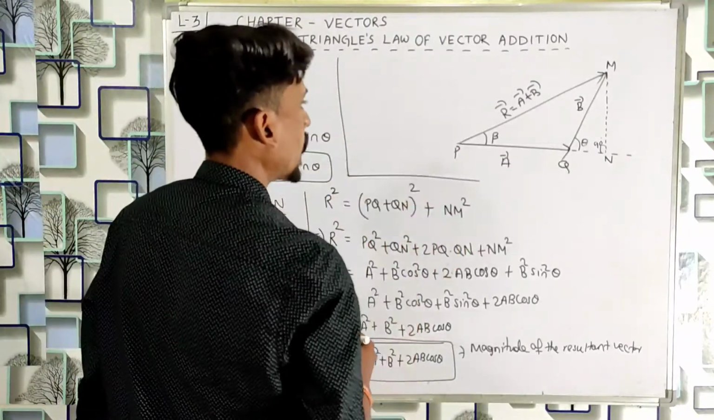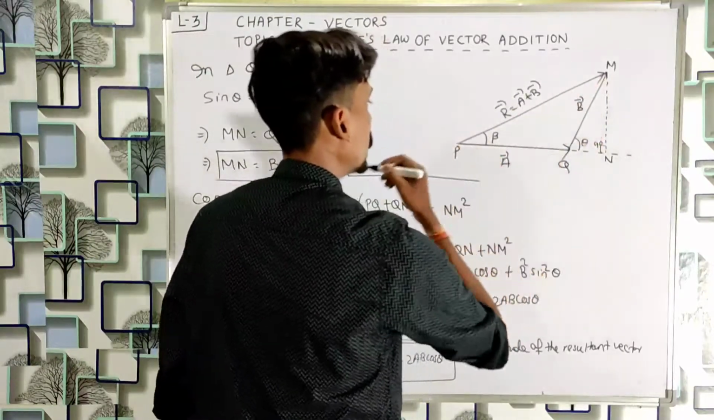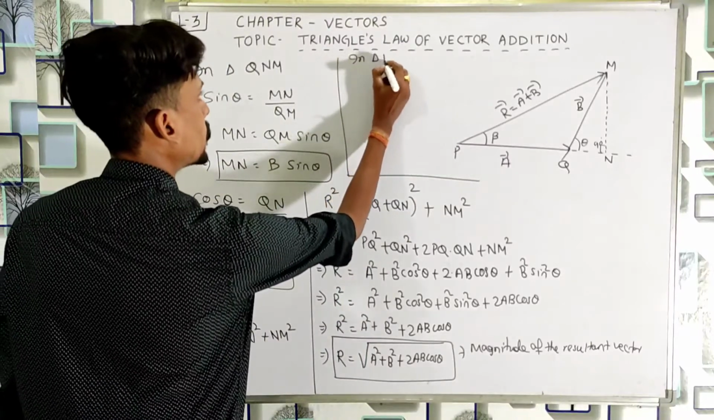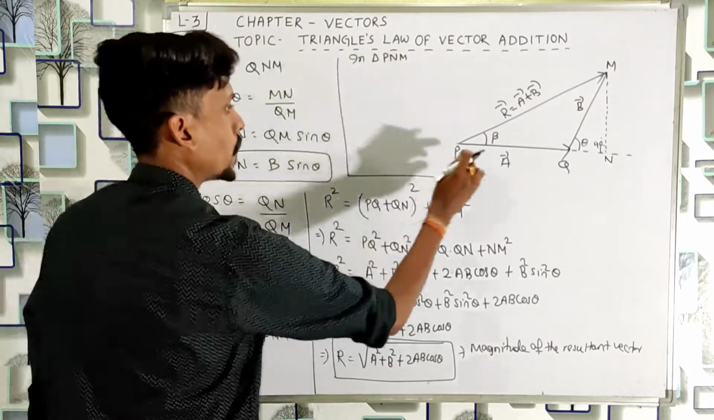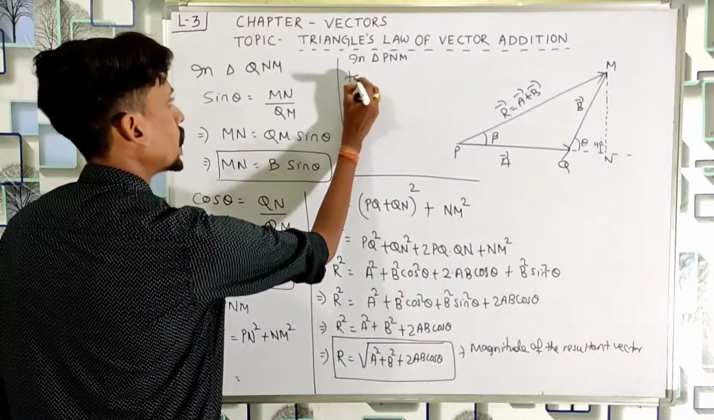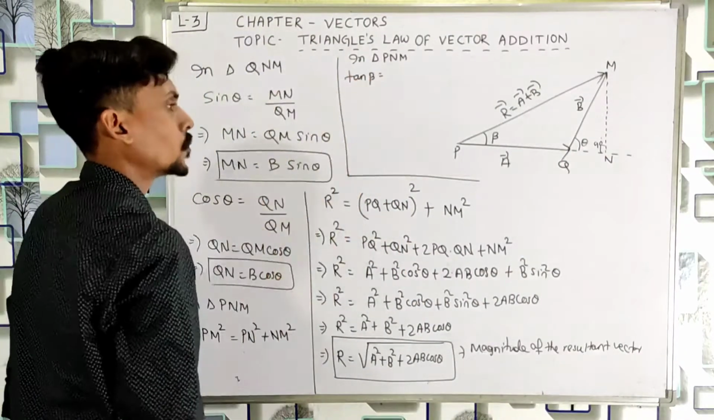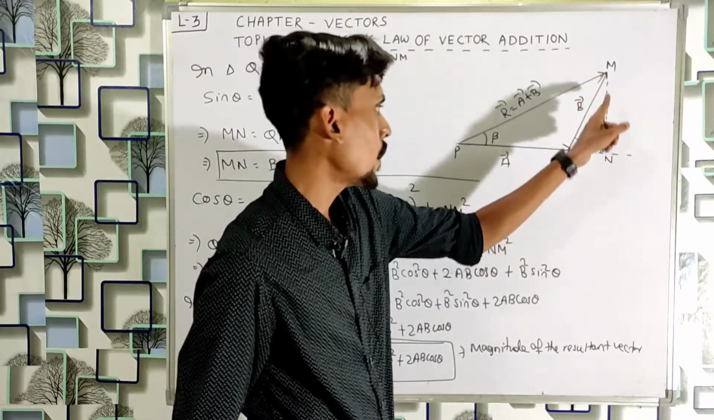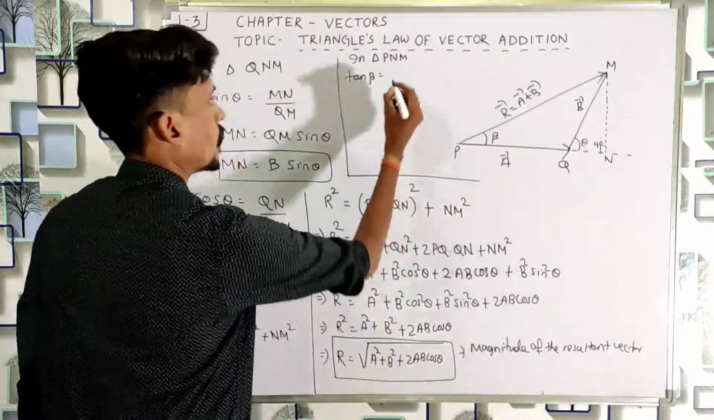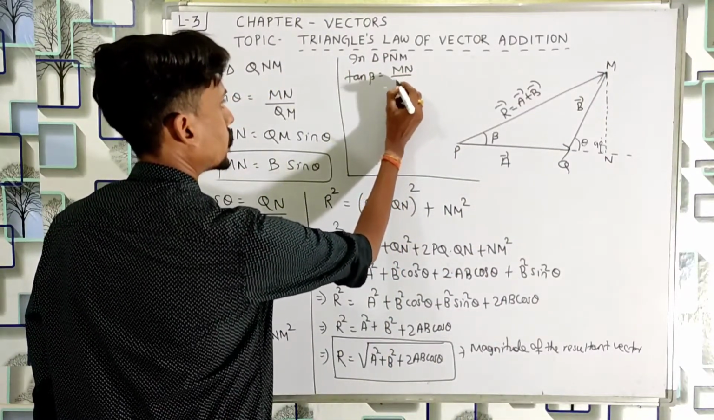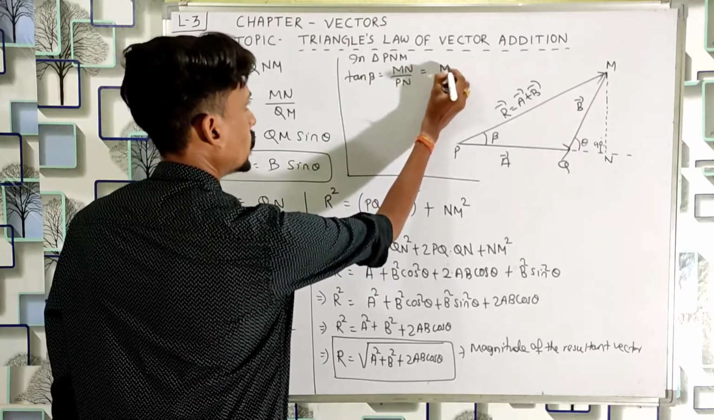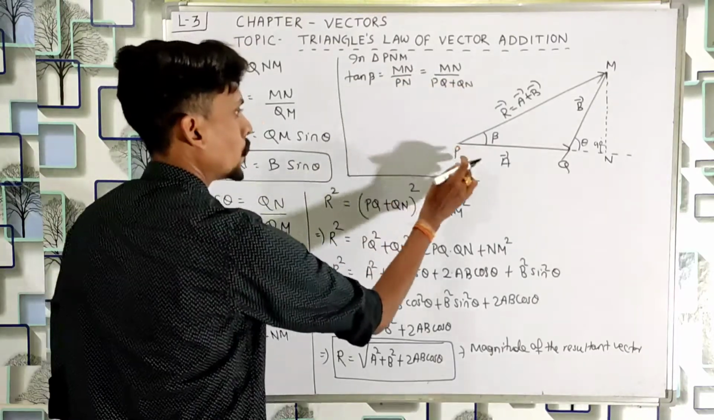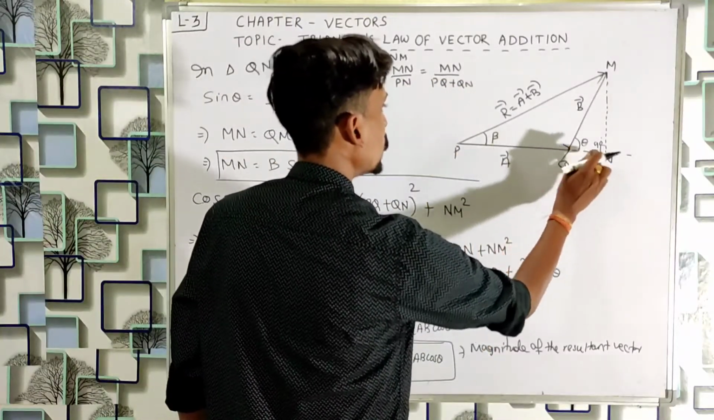So again, look at this triangle. Look at the triangle PNM. In the triangle PNM, tan beta will be how much? Tan beta will be equal to perpendicular by base, that means MN by PN. That is equal to MN divided by PQ plus QN. PN is equal to PQ plus QN.